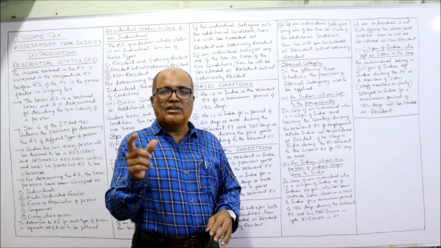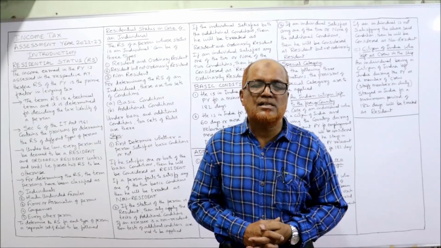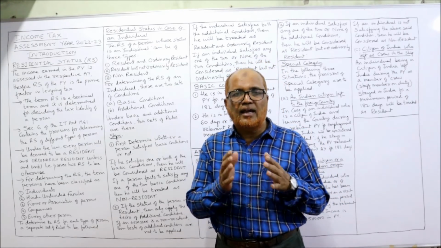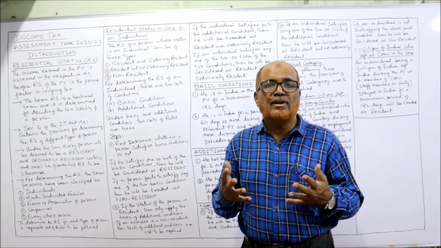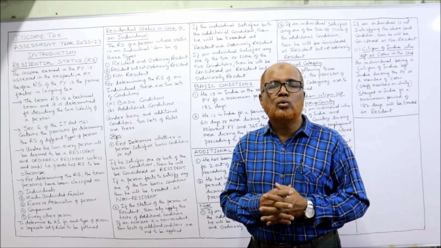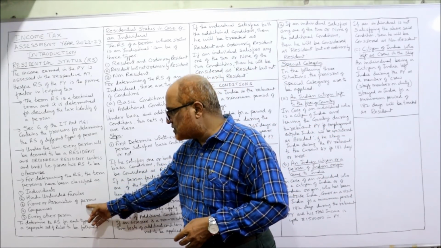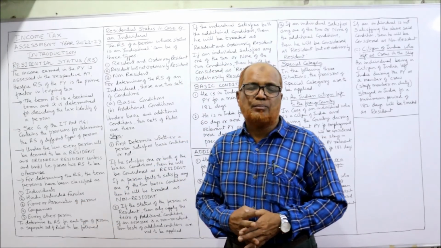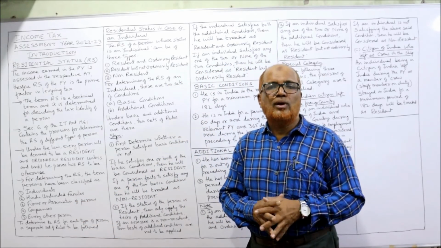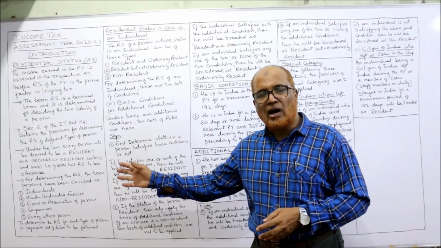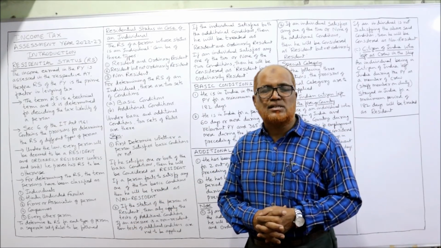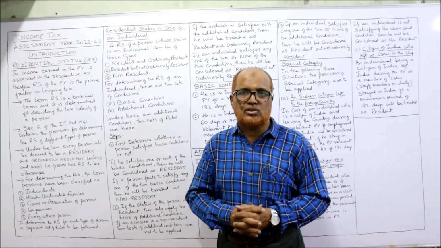That's all. So these are the provisions regarding the residential status of an individual. Still, we have to discuss how to determine the residential status of Hindu undivided families, firms, companies, and every other person. In the next video, I will discuss how to find out the residential status of persons other than individuals.